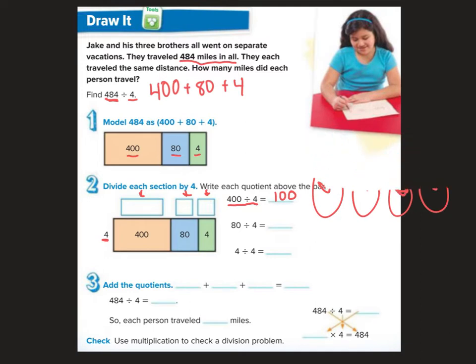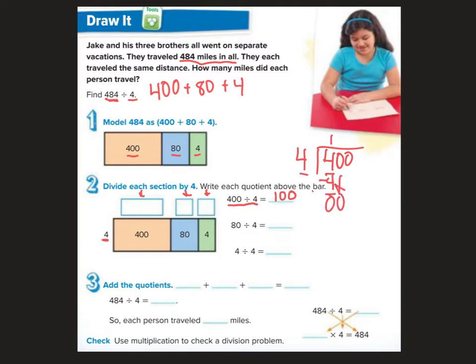And then another way I can do it is the long division way. 400 divided by 4. 4 divided by 4 is 1. Bring down the 0. 0 divided by 4 is 0. Bring down the next 0. 0 divided by 4 is 0. 100. Next I have 80 divided by 4.